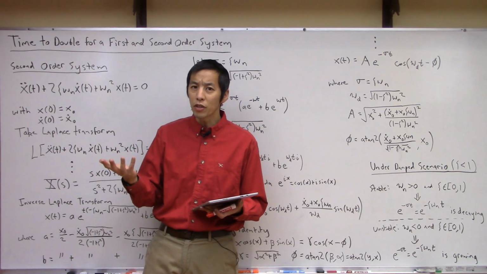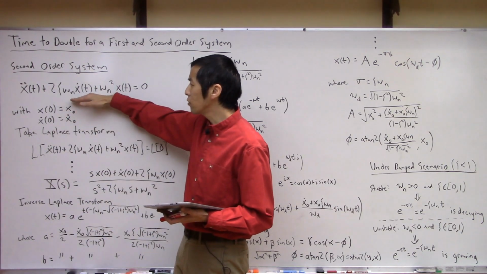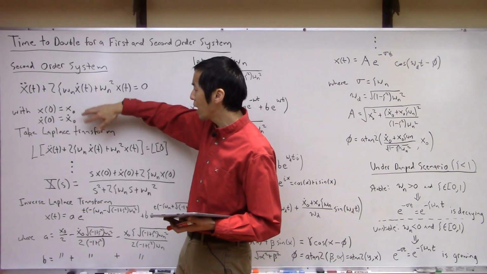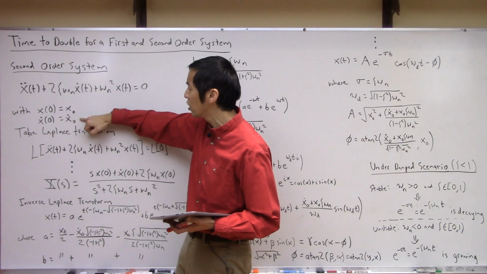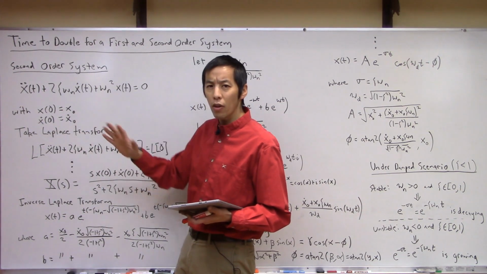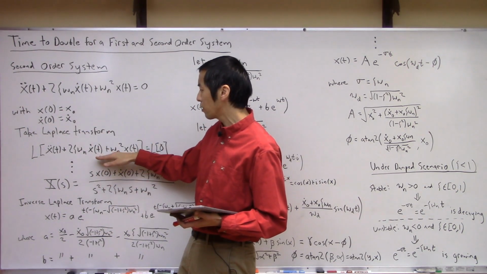So all we want to do is just understand what's the solution to this second order system, right? So now we've got two initial conditions because this is a second order system. So we have an initial x and an initial x dot. But otherwise, we're going to do the exact same thing. You're going to take the Laplace transform.